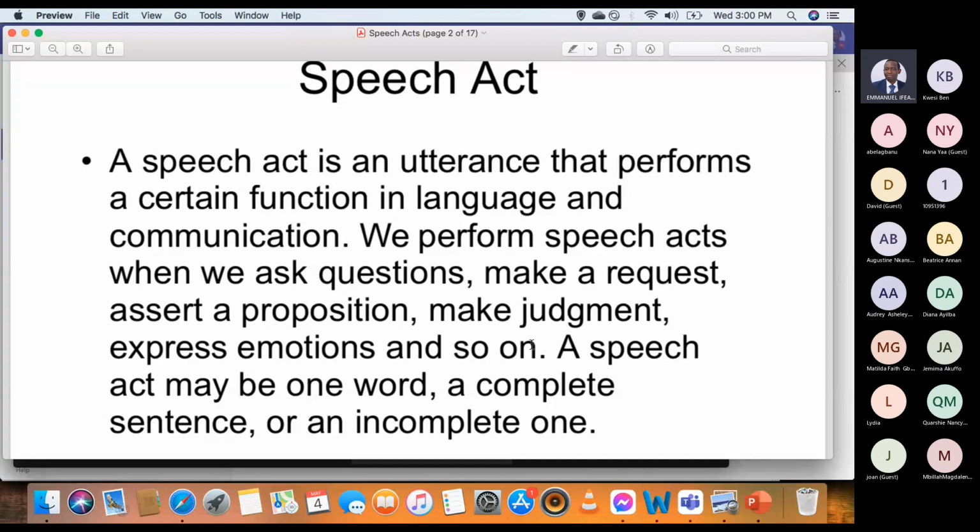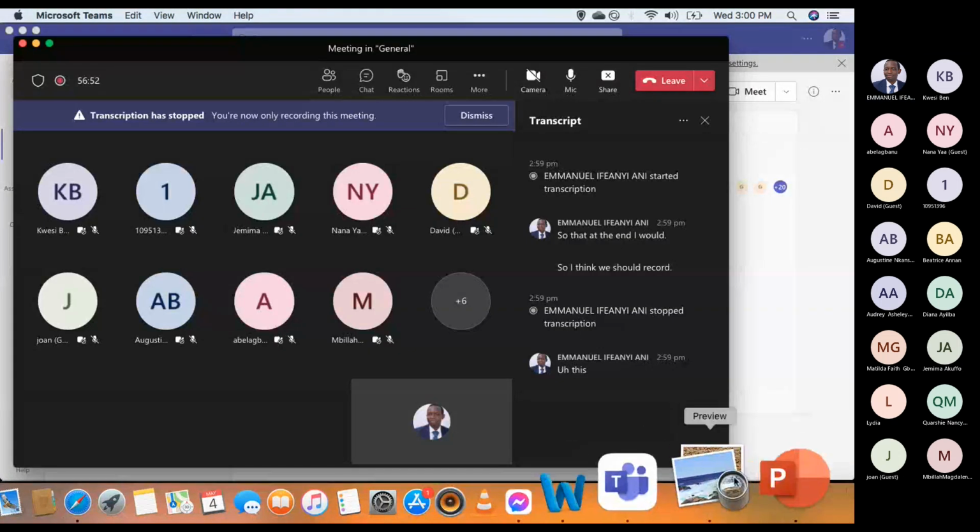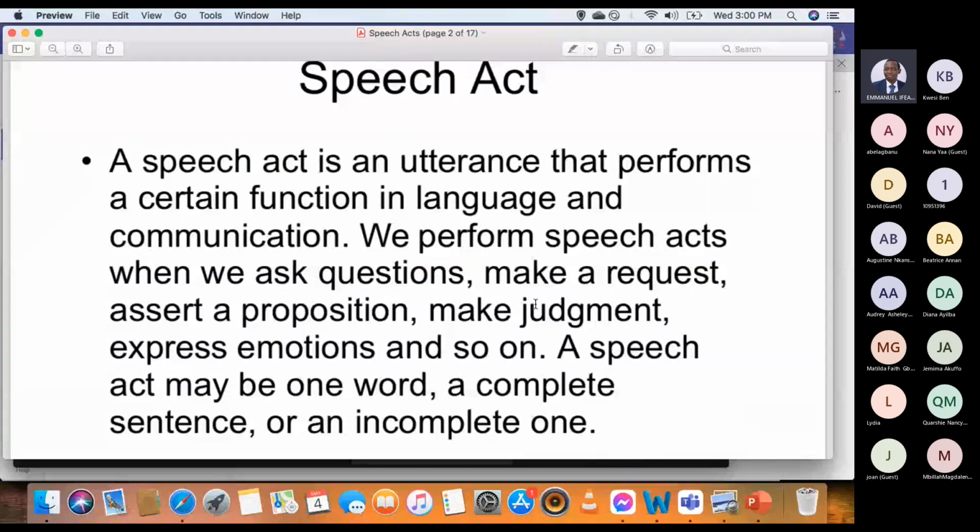So today we are looking at all that we have done for the semester in a sort of revision. We had started the semester by discussing speech acts. A speech act is any utterance you make that has a certain function, a certain language function, or a certain communication function. Once there's something you can say that has a communicative function, then we call it a speech act. The point is to know what type of speech act it is.